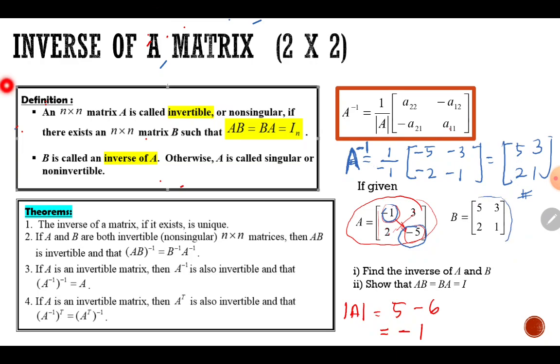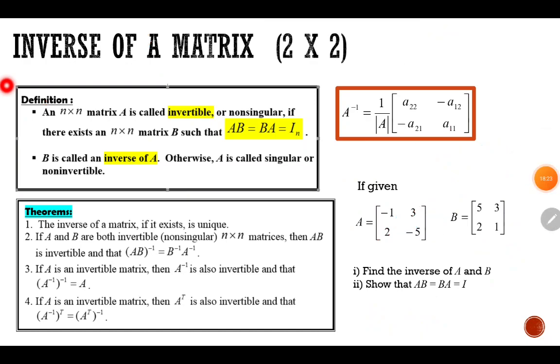It looks the same as B, right? So in this case, A inverse is equal to B. Don't believe it? Let's try to find B inverse. Okay, for B inverse it's the same. We first determine its determinant. To determine the determinant, you get 5 minus 6, right? So we get negative 1.